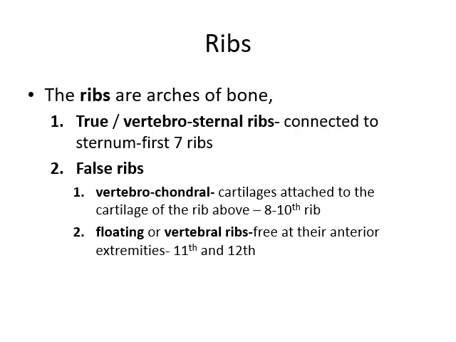Floating or vertebral ribs are not connected to anything anteriorly but are connected to the vertebral column, or the vertebrae, posteriorly. So they are free at their anterior extremities and they are connected to the vertebrae posteriorly. And those are the 2 ribs, 11th and 12th. Okay, so the true ribs are the first to the 7th. Then false ribs are from 8th to 12th, and from those the 11th and the 12th are called the floating ribs.